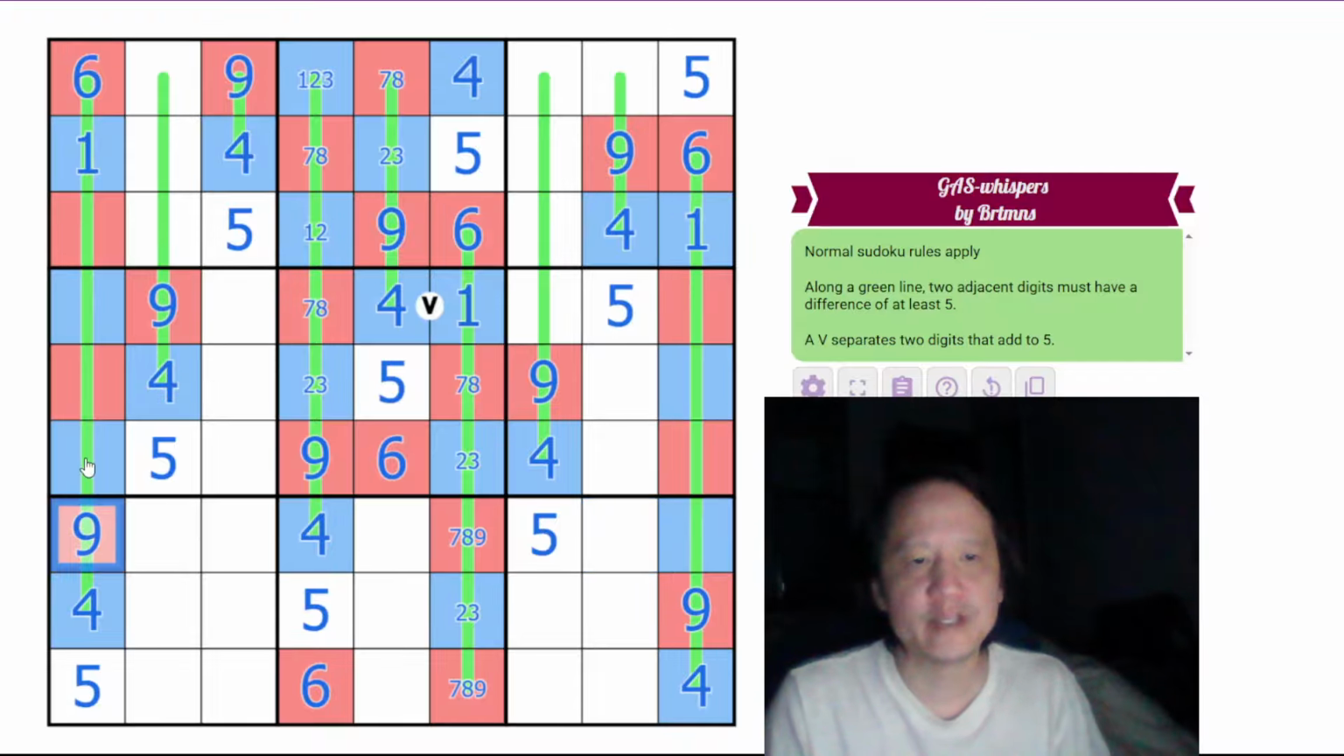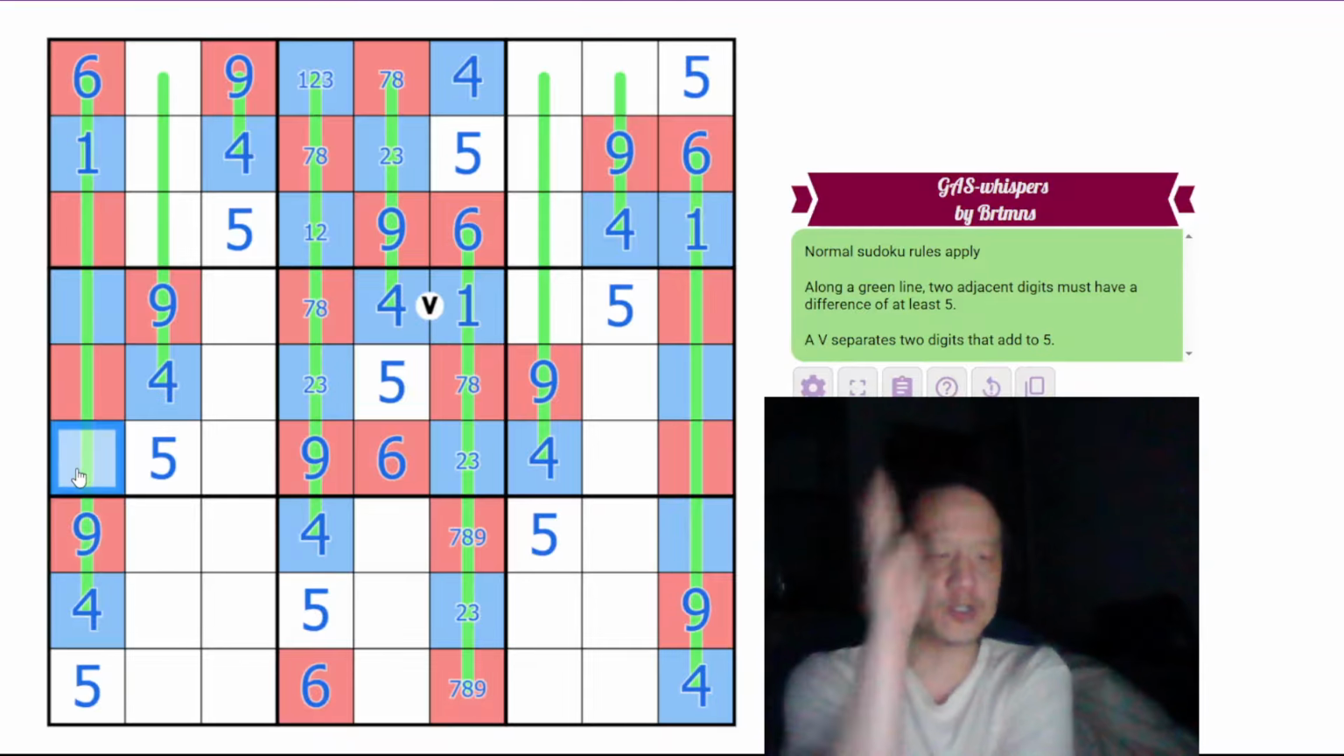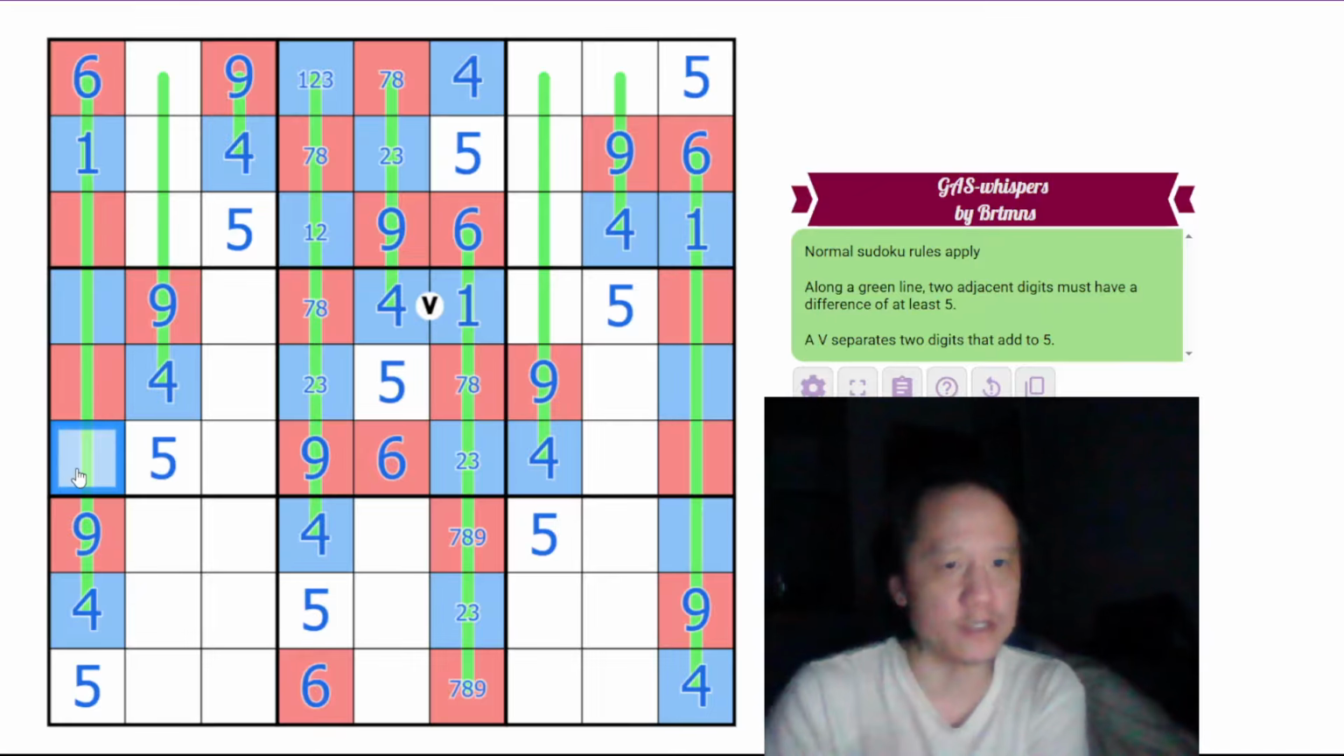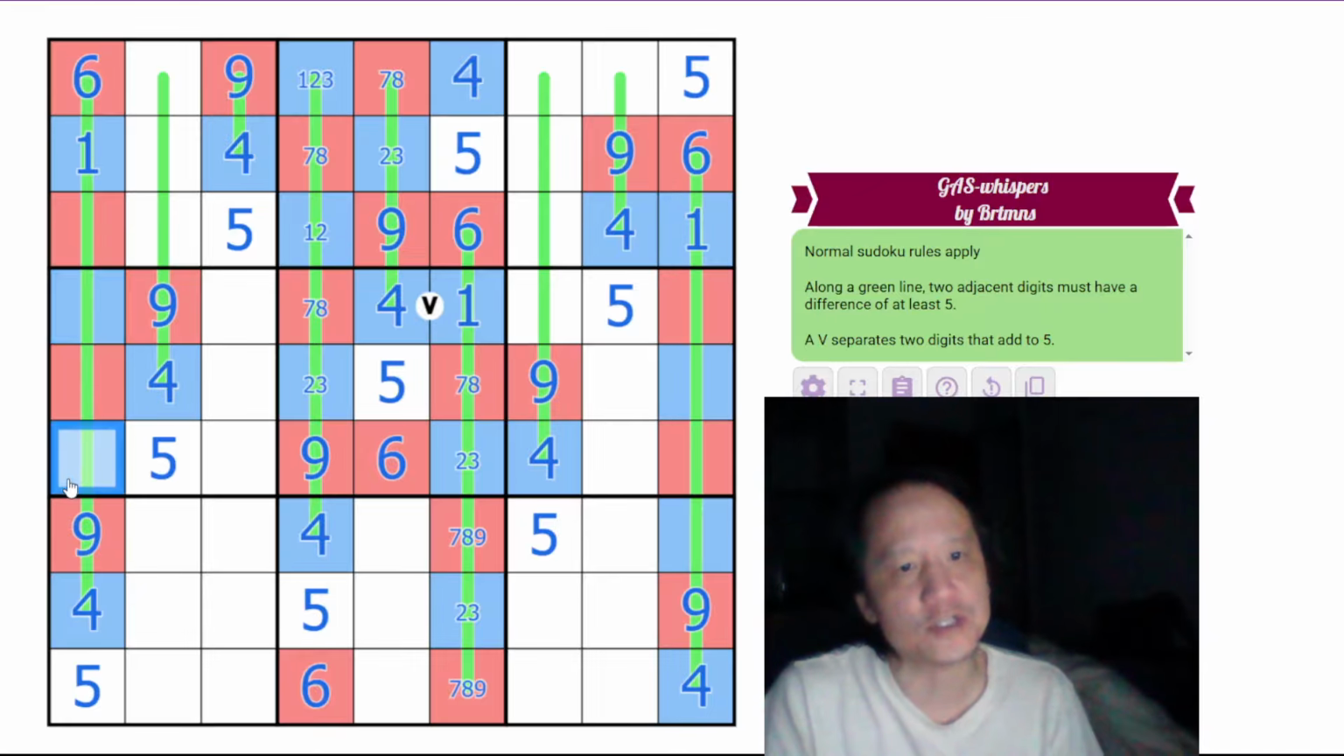9 has to be next to 3 if 3 is in between 2 unique digits, which it is. It's guaranteed to be one of these 2 digits, which is next to 2 unique digits. So 3 has to be here because it must be between 8 and 9. So this is 8, which forces this to be 2, and that's 7.